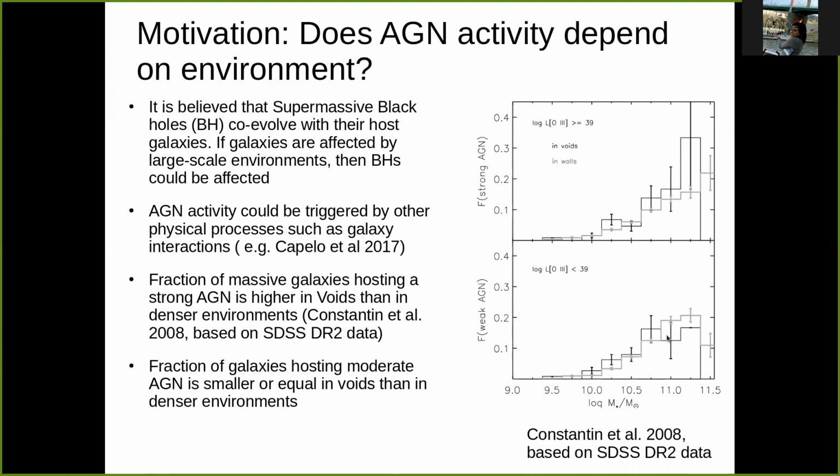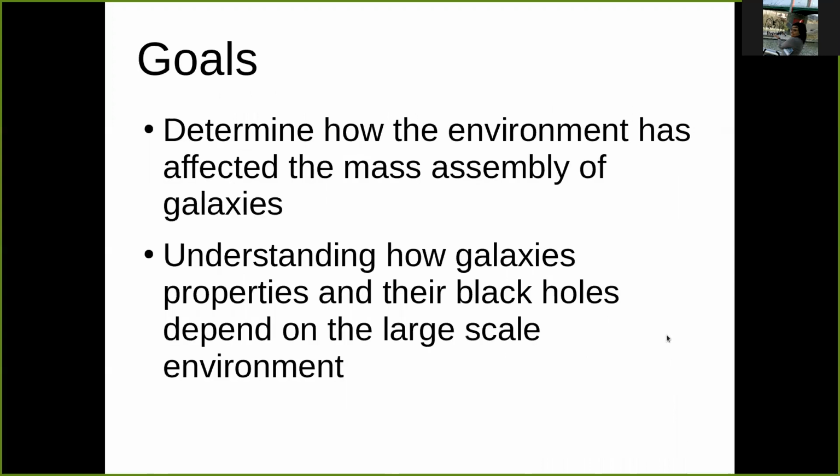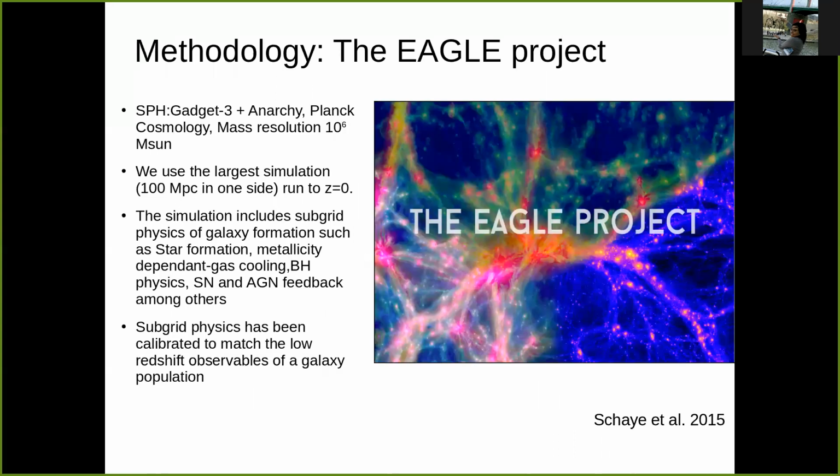So, taking all of these results into account, our goal is to determine how the environment has affected the mass assembly of the galaxies, and also to understand how galaxy properties and black holes depend on the large scale environment.